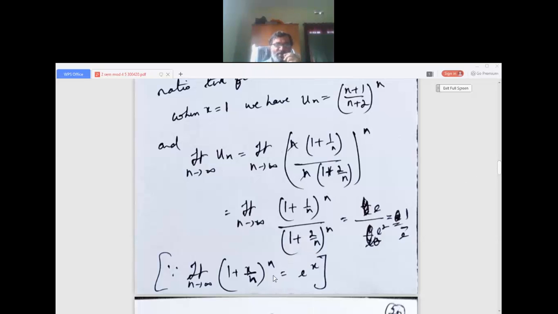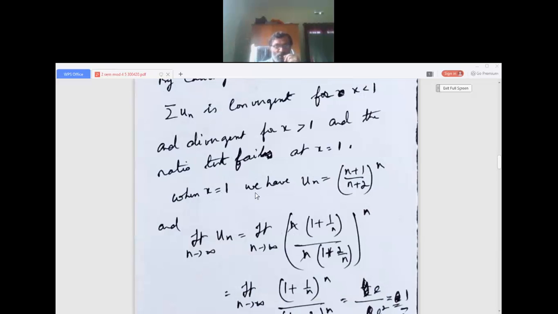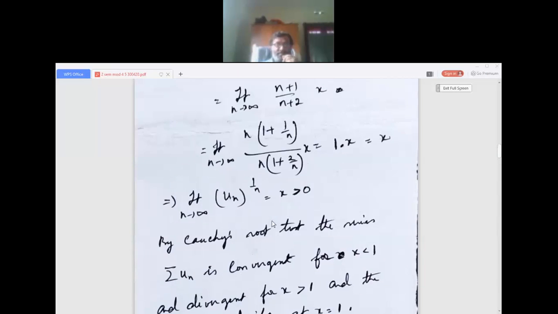Again I repeat, what happens here is, when x equals 1, the test fails according to the Cauchy root test. But we can't leave the problem there. We try to simplify it. So what we do, we put x equals 1 in the nth term. That is here, un.